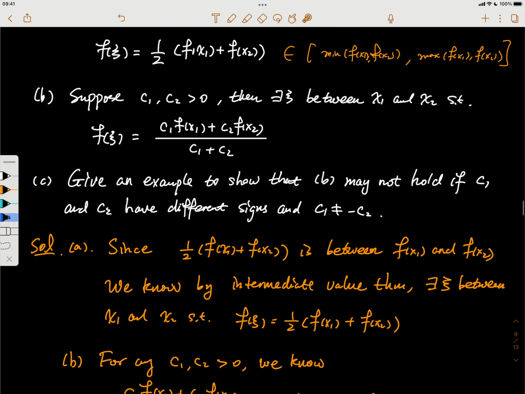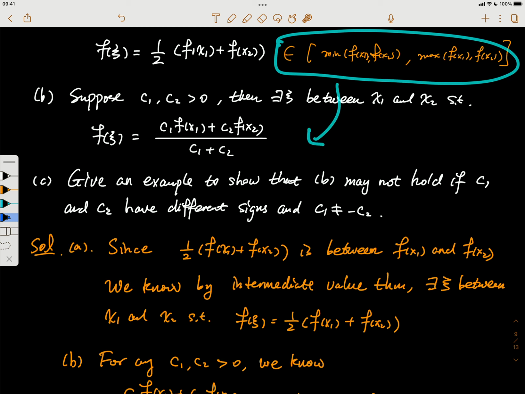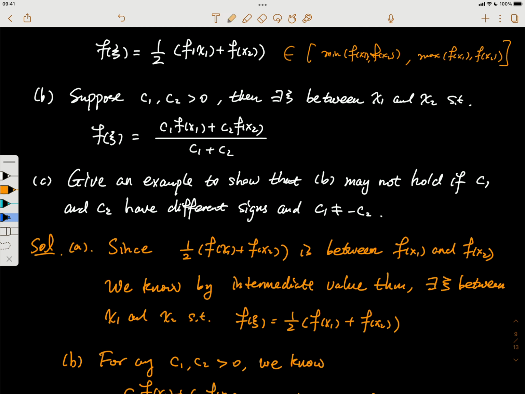Okay, the same idea applies to the second part. This is just a new combination of the two values here, and it's also between these. This is usually called a convex combination, because this is essentially just c1 over c1 plus c2 times f(x1) plus c2 over c1 plus c2 times f(x2). So you can see that these two numbers add up to 1, and both of them are non-negative.